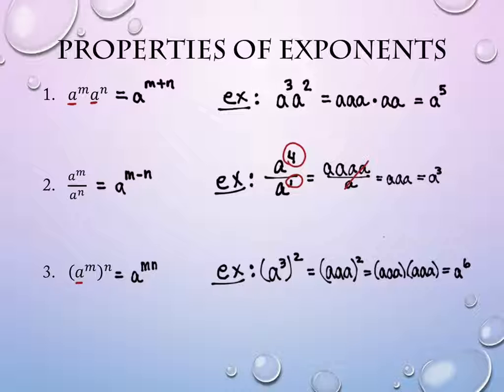So if I have an exponent raised to an exponent, I think that's how Josh was describing that, this idea of that exponent having an exponent on it, I end up multiplying the exponents together.